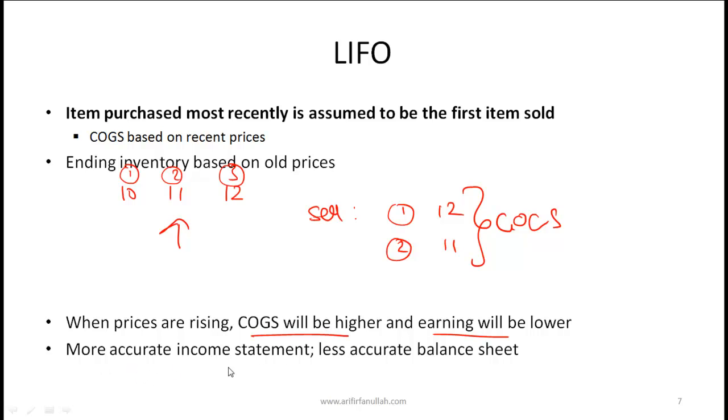This method gives you a more accurate income statement, because the cost that you show in the income statement reflects more current costs, and this applies whether prices are going up or going down. And we have a less accurate balance sheet, because on the balance sheet we are now showing inventory at 10, which does not reflect the current cost of inventory.